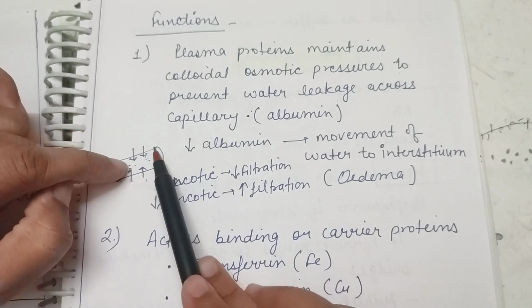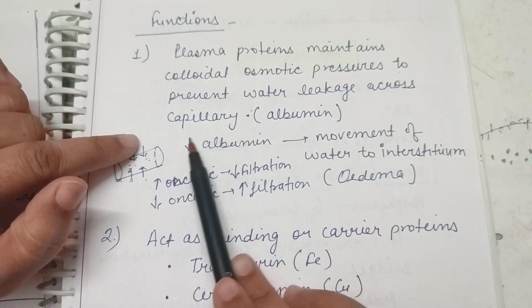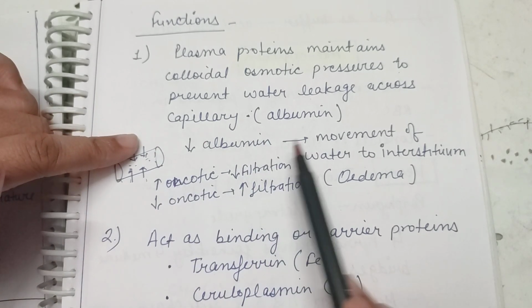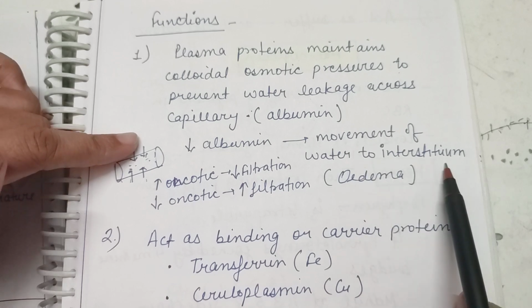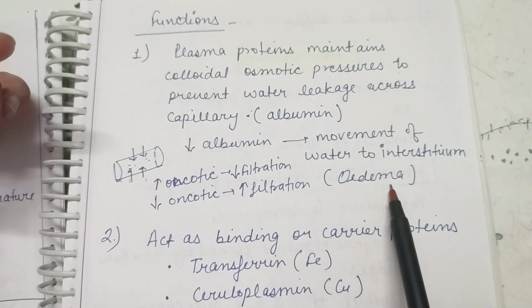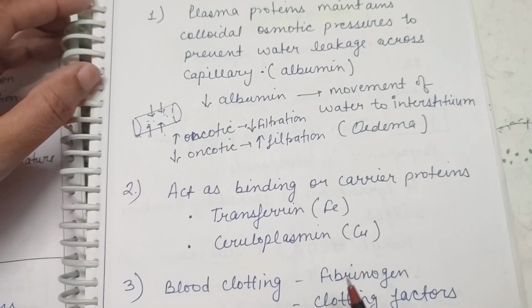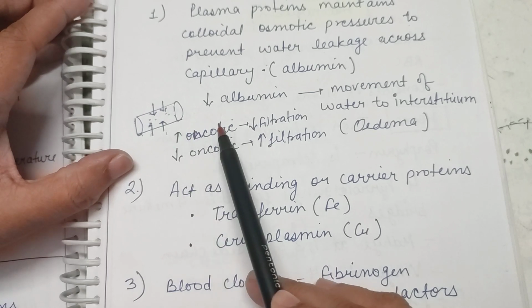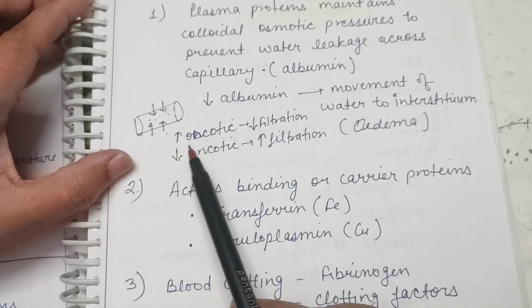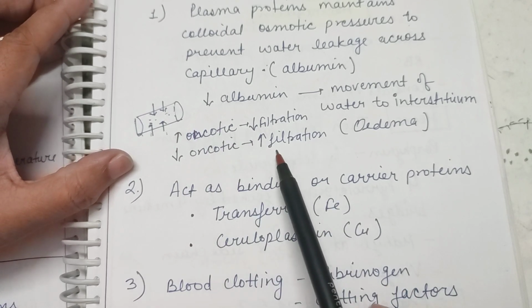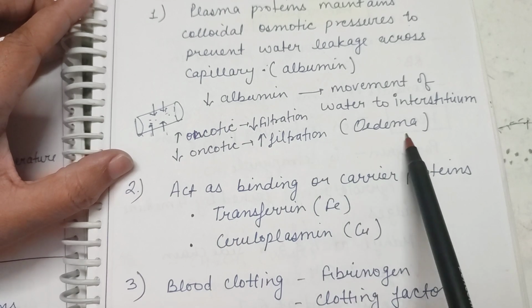It prevents the leakage outside. Okay, so whenever the albumin concentration decreases, the movement of water to the interstitium increases, which causes edema. Whenever we have high oncotic pressure, there is less filtration. Whenever we have less oncotic pressure, there is an increase in filtration, or we can say edema.